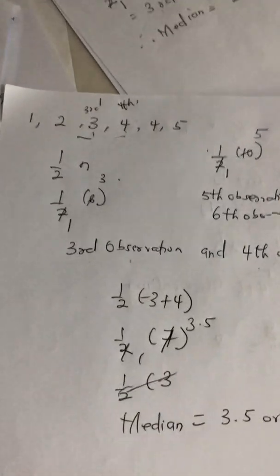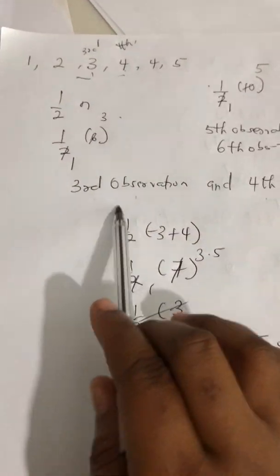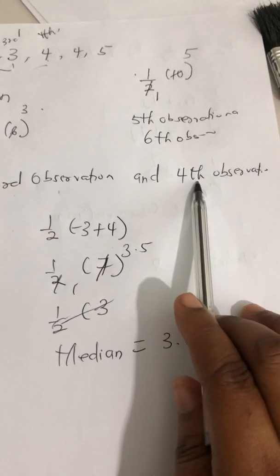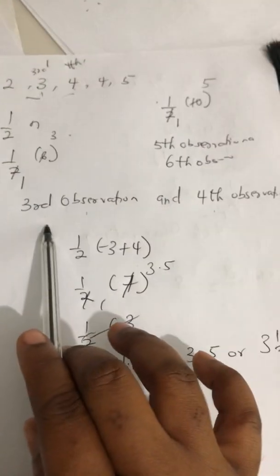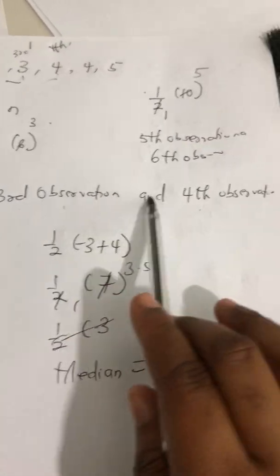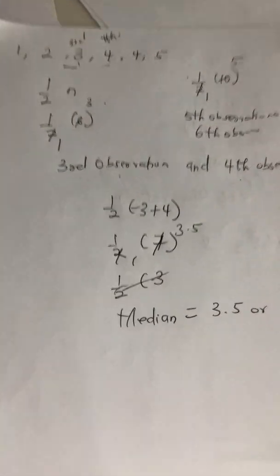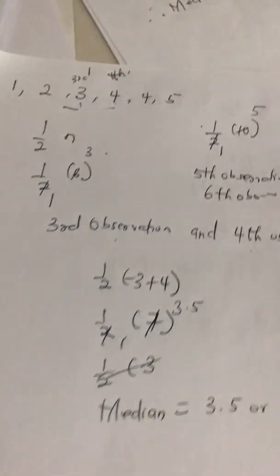So when it's an even number, you just find half of the number. So the observation is what? 3. Then the number after 3 is what? Is 4. Right? So you just sum up the numbers in the third and the fourth observation. Then you find half, and that number you find is your median. Okay, so let's move. Let's look at the next question.